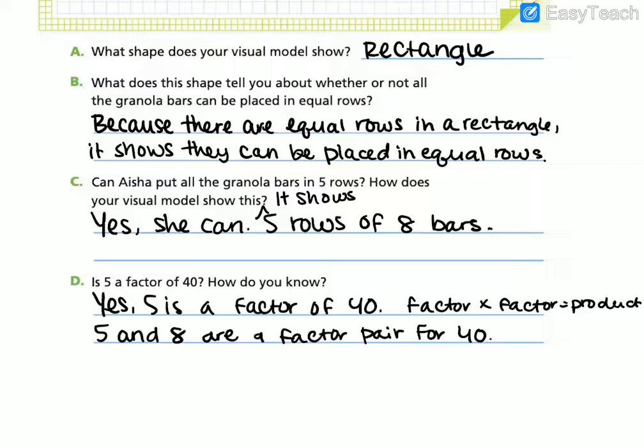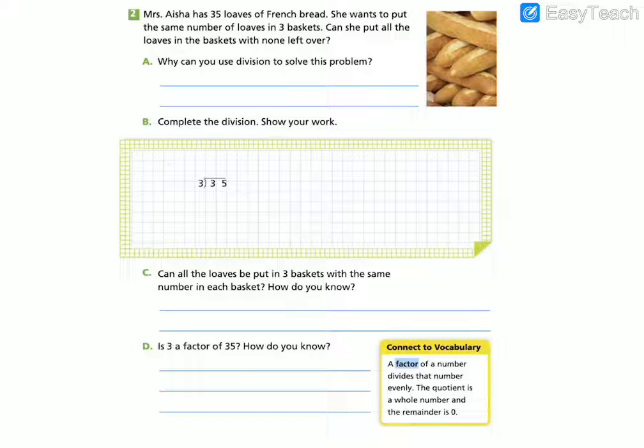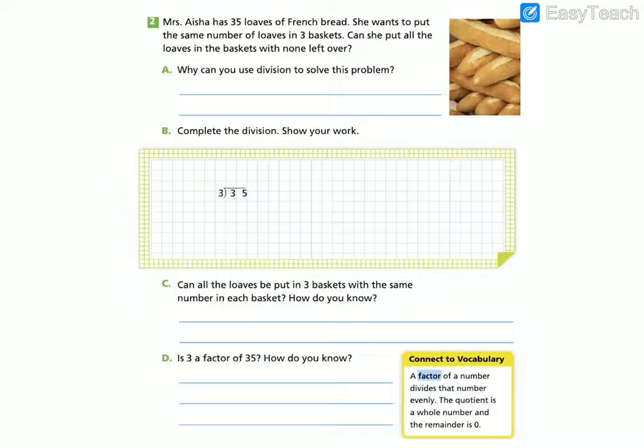Right, let's go ahead and take a look at the next one. Miss Aisha has 35 loaves of French bread. She wants to put the same number of loaves in 3 baskets. Can she put all the loaves in the baskets with none left over? So why can we use division to solve this problem?